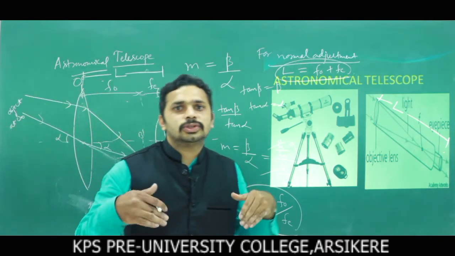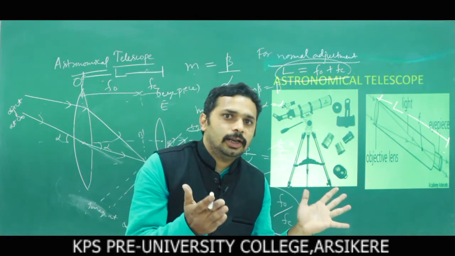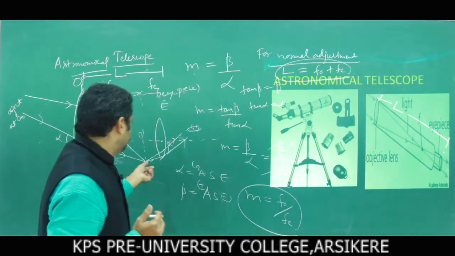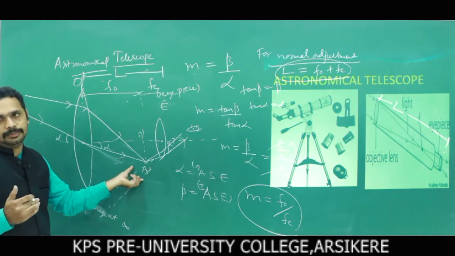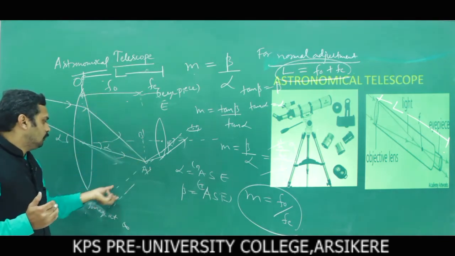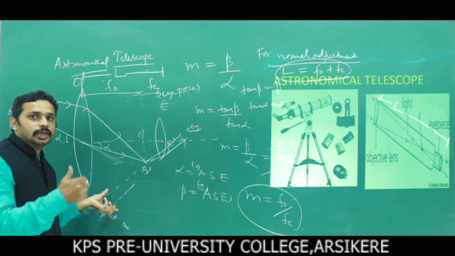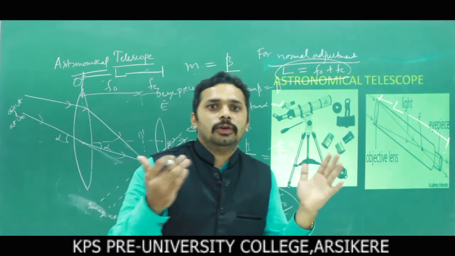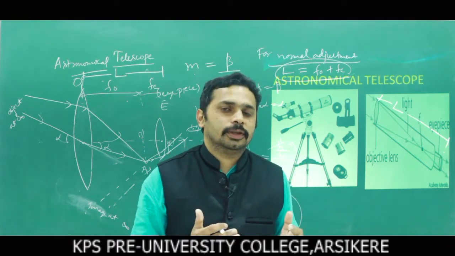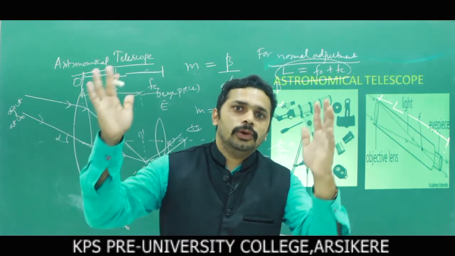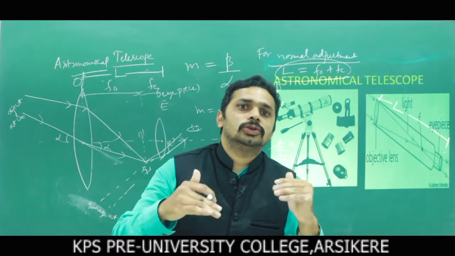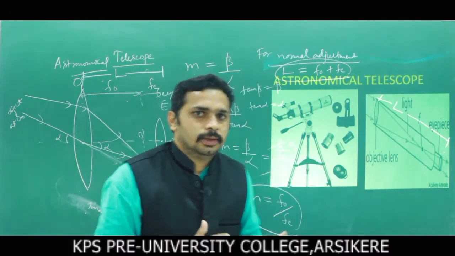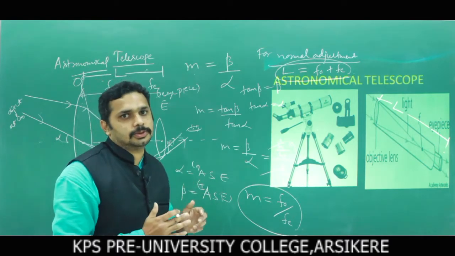Suppose if you use a terrestrial telescope, meaning to see the objects on the earth. But here, in an astronomical telescope, we are going to see the inverted images. But in a terrestrial telescope, we are going to see the erect image. That's why with a terrestrial telescope, we are going to see the objects on the earth, and also to make the image erect. That's why this is the astronomical telescope.